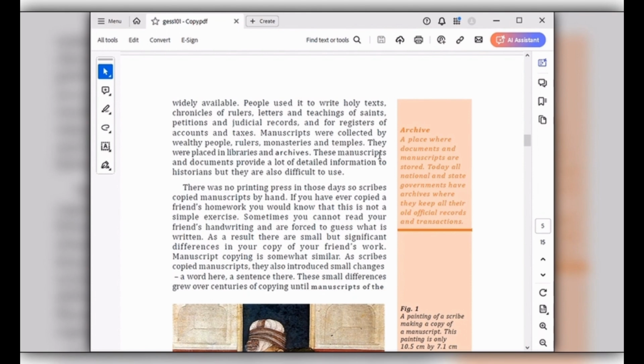Now, what is an archive? A place where documents and manuscripts are stored. Today, all national and state governments have archives where they keep all their official records and transactions. These manuscripts and documents provide a lot of detailed information to historians, but they are also difficult to use.